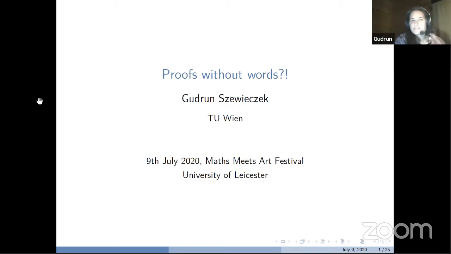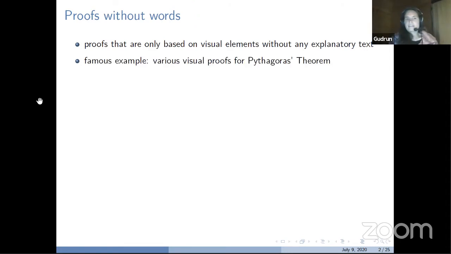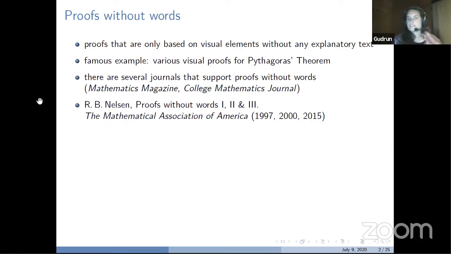So my plan is to talk about some special proofs, namely proofs without words. These are proofs that are only based on visual elements without any text around, so just some sketches or pictures. This is a quite old technique. Maybe you have seen some visual proofs for the Pythagorean theorem. They're quite famous, but there are many others. There are some journals that support these kinds of proofs, and there are also three nice, really fun books from Nelsen. There are three volumes, and it's a collection of many, many of these proofs.